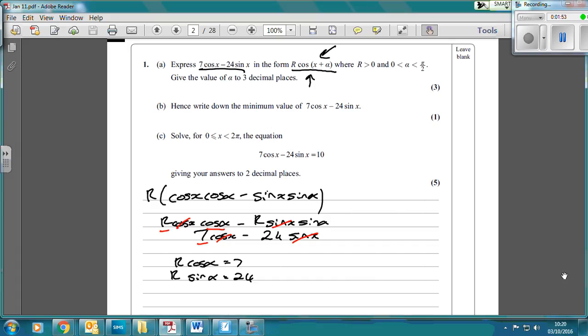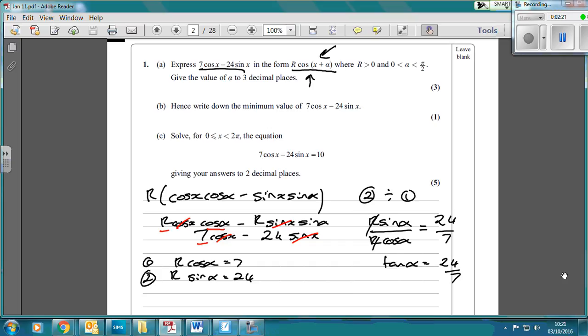Now if we call this one number 1 and this one number 2, and we divide number 2 by number 1, we're going to get r sin alpha over r cos alpha, and that's going to equal 24 over 7. The r's are going to cancel. Sin alpha over cos alpha, we should know, is tan alpha. So tan alpha equals 24 over 7.